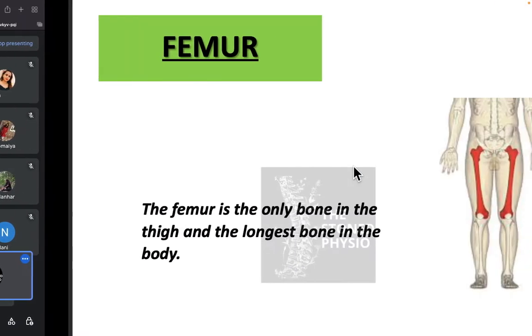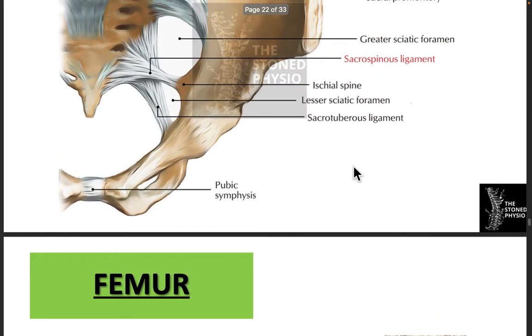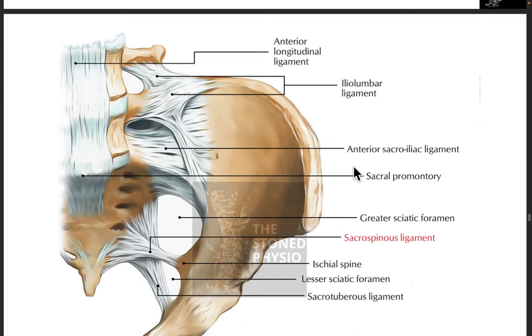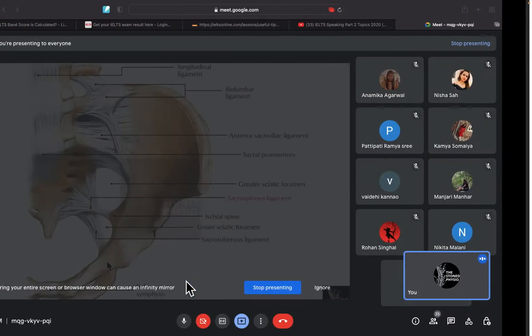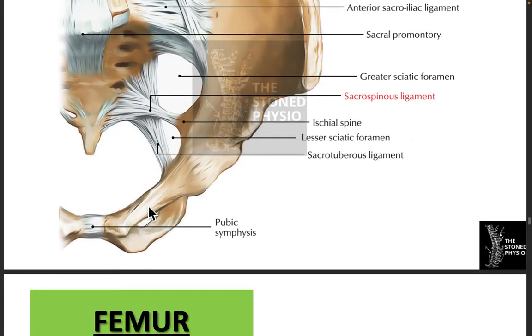So, we covered the innominate bones, right? We talked about the innominate bones, and then we talked about these ligaments, which were collectively making these two foramen, right? The sacrospinous and the sacrotuberous ligaments. And apart from that, we talked about the obturator foramen as well.